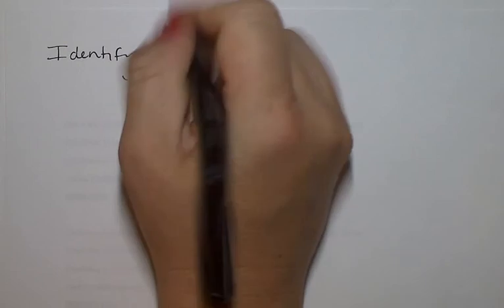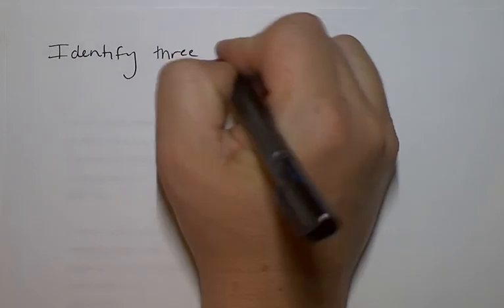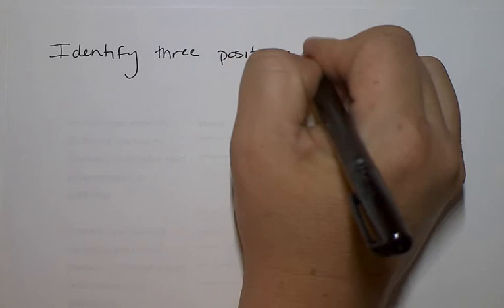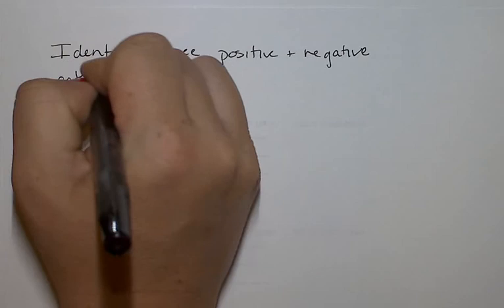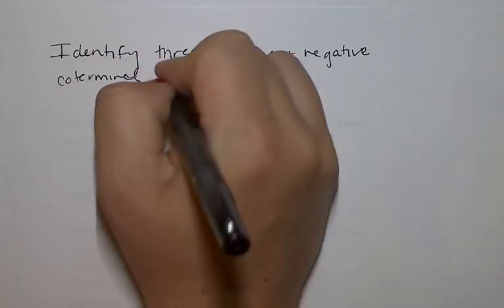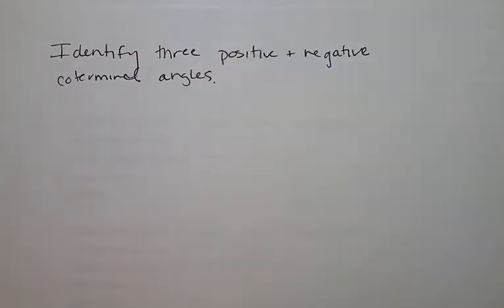Identify 3 positive and 3 negative coterminal angles. So you're going to take notes on the first one, but basically you're going to be following what I do. The second problem we do, you're going to do with your partner.